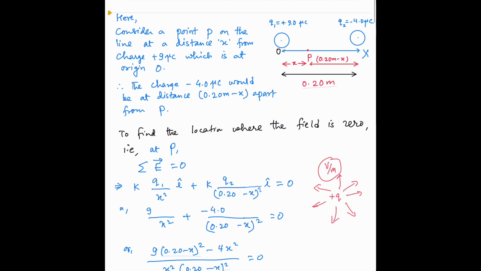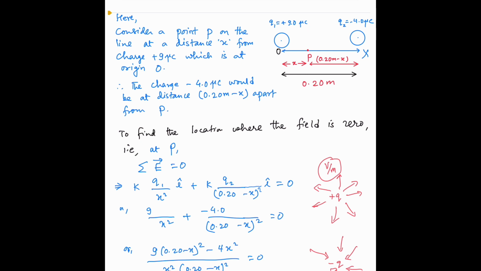particle, the negatively charged particle, the electric field around a negatively charged object or particle points radially inward, okay, like this. So this is how the fields are represented for a positively charged particle and a negatively charged particle.